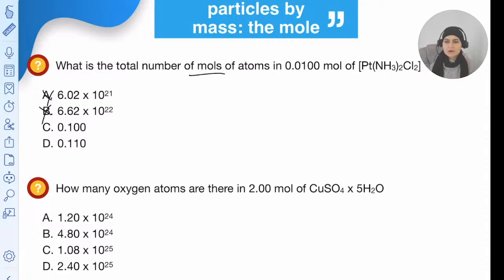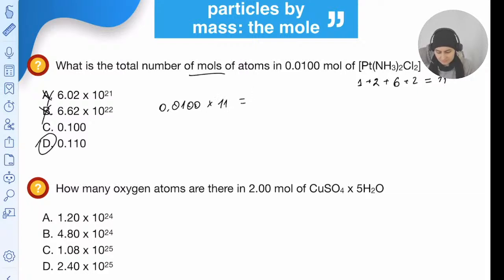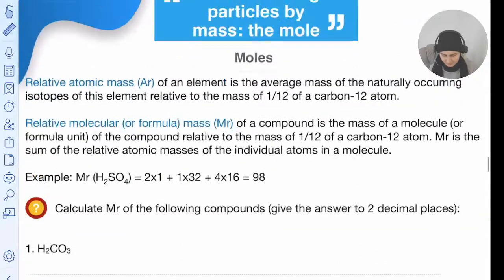So we need to count how many atoms we have in one formula. How many atoms do we have in one formula? Well, we have one platinum, one Pt, two nitrogens, 3 times 2, 6 hydrogens, and 2 Cls. That's 11. So the total number of moles of atoms would be 0.01 times 11, which is D, 0.110. Fine. Okay, I think it's fine. I think you caught the idea.